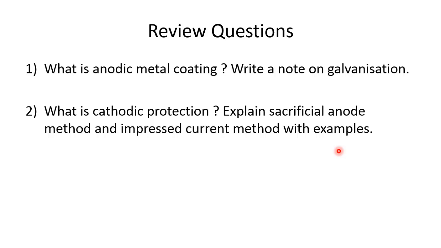Here are the review questions. What is anodic metal coating? Write a note on galvanization. What is cathodic protection? Explain sacrificial anode method and impressed current method with examples.